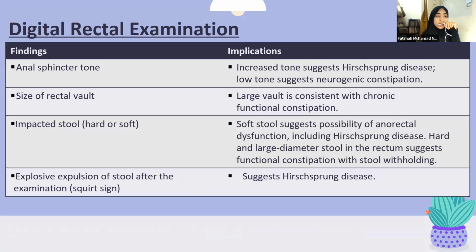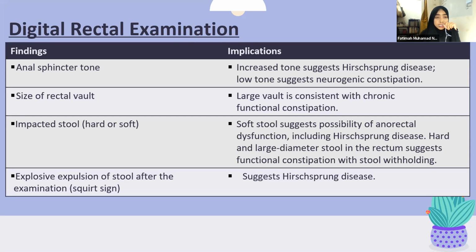Okay. It is also important to complete your examination by doing a digital rectal examination. So first of all, you want to look at the tone of the inner sphincter. Increased tone may be suggestive of Hirschsprung disease. But if there is hypotonicity, then you may want to suspect neurogenic causes.